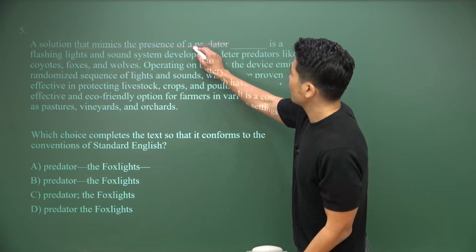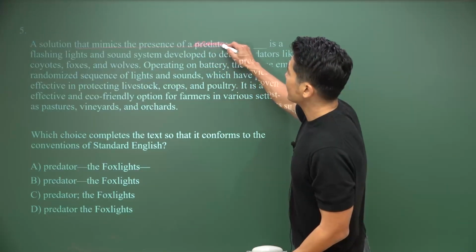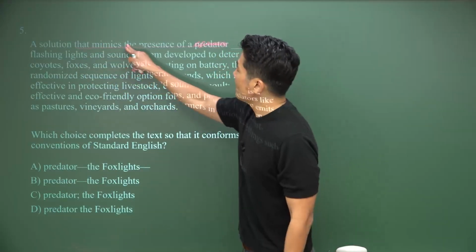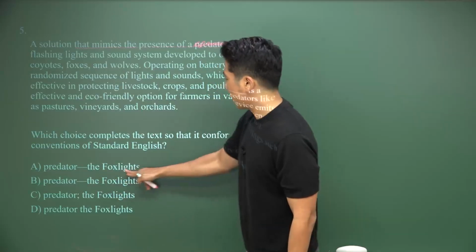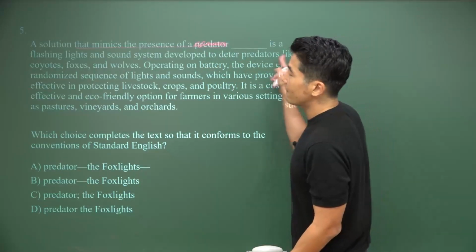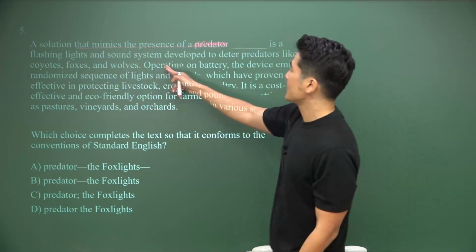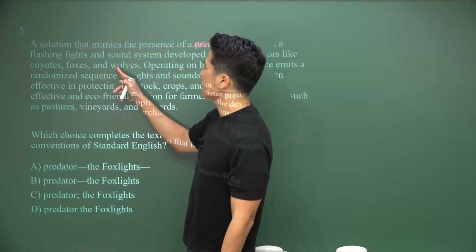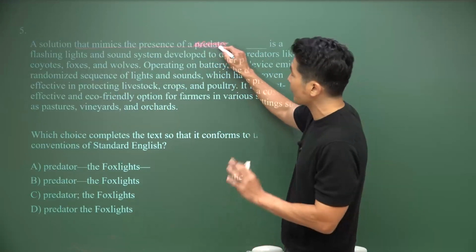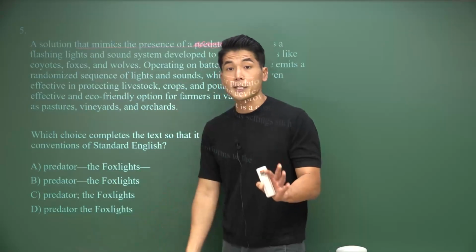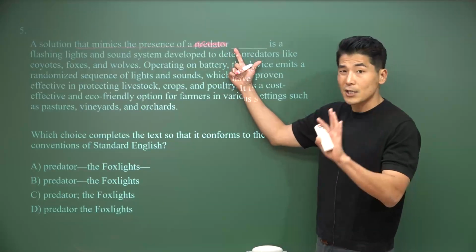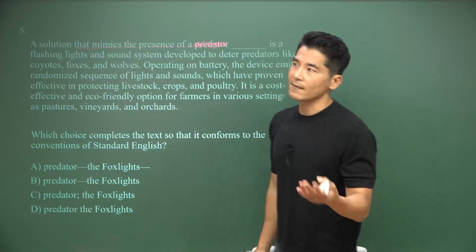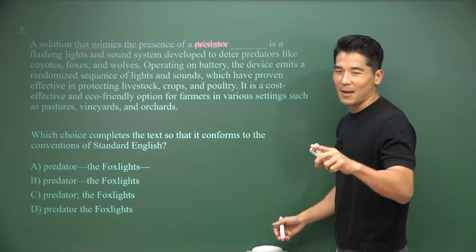Sorry, guys, this word shouldn't be in here, okay? It's not in your workbook, so don't worry about it. So here, when you say "a solution that mimics the presence of a predator, the fox lights, is a flashing lights and sound system developed to deter predators like coyotes, foxes, and wolves," ignore this term "predator" because it's part of your answer choices, okay? This is just a typo in the question, only on this slide. In your workbook, you won't have that error, because I fixed it.